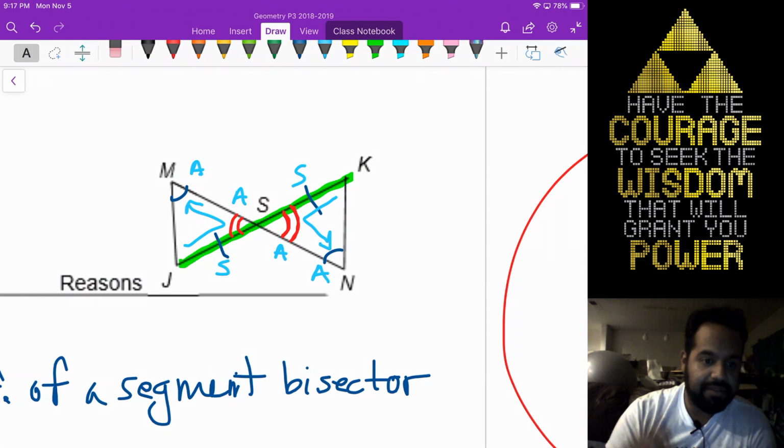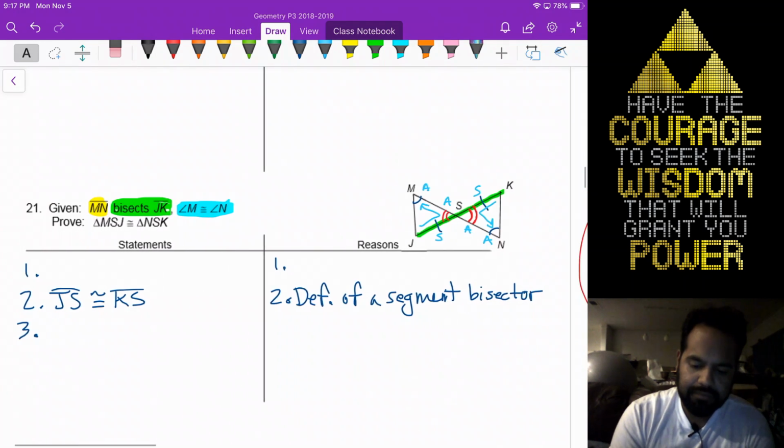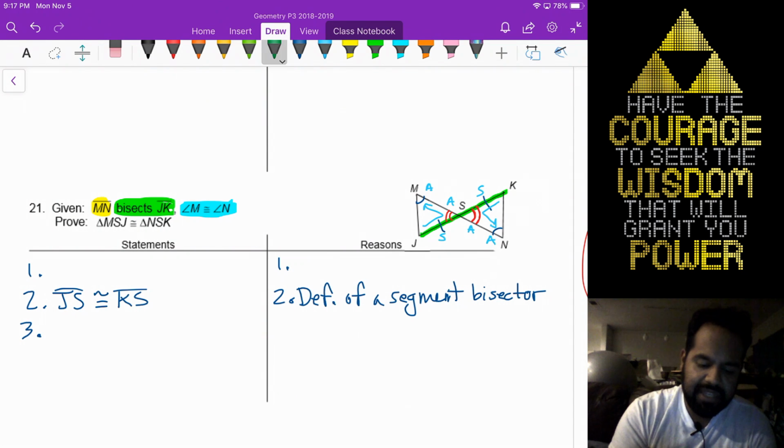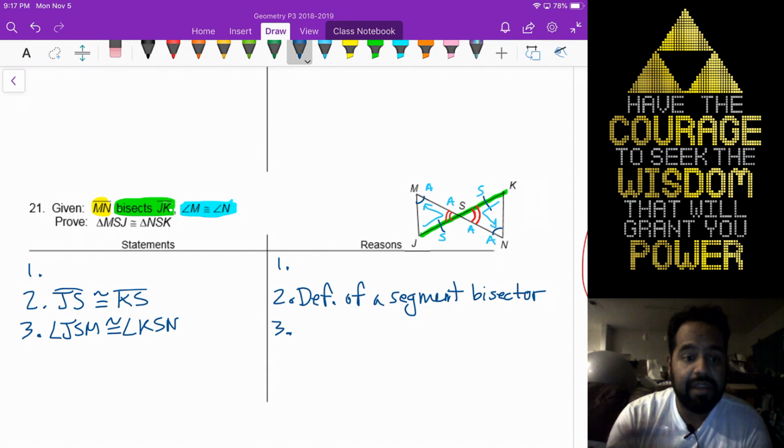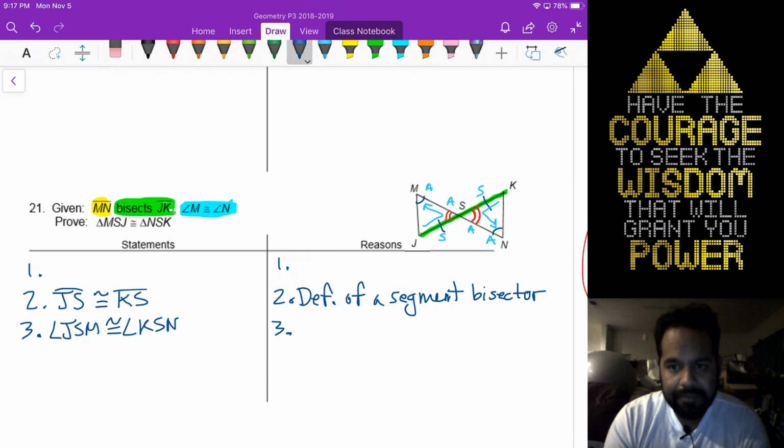And yes, I can do number 14 in a bit. Okay, so then number 3, my vertical angles, angle JSM is congruent to angle KSN. Now you have a choice. You can say vertical angle theorem, or you can say vertical angles are congruent.